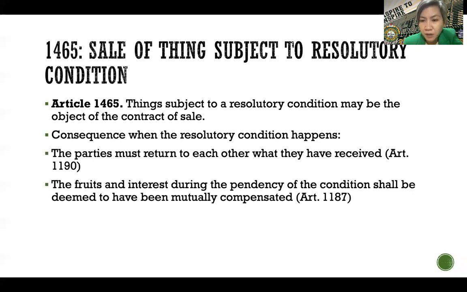Okay, but the fruits and interest, while the condition has not yet happened, shall be deemed to have been mutually compensated. So therefore, the parties are entitled to receive whatever fruits or interest that they obtained or derived before the happening of the resolutory condition. So in a valid pacto de retro sale, kung before the period for repurchase expires, then the purchase price received by the seller and any interest earned by it will pertain to him.